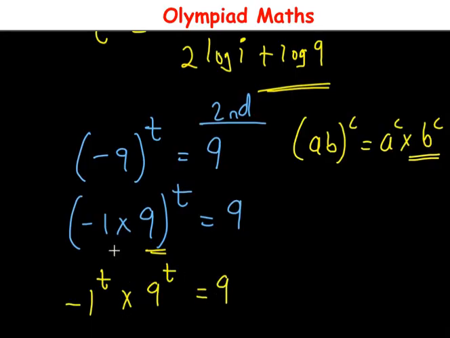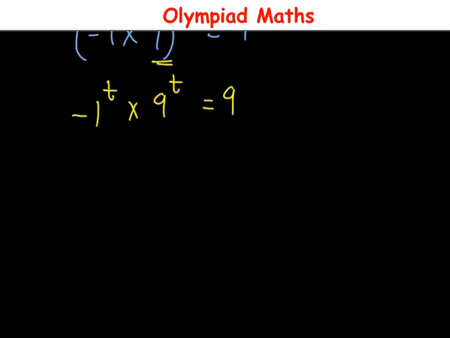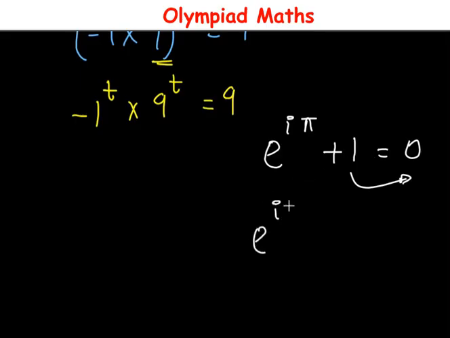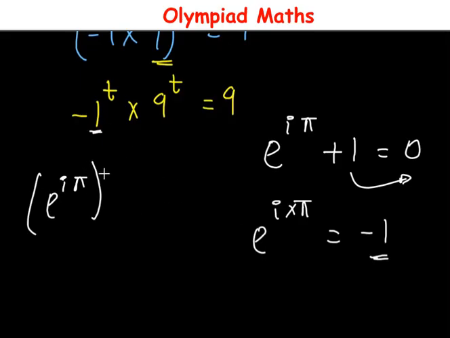Then we are going to apply this function: e raised to power i times pi plus 1 is equal to 0. From here, move plus 1 over to this side, this becomes e raised to power i pi is equal to -1. Now we can replace -1 with e raised to power i pi. So right here, this becomes (e raised to power i pi) all raised to power t times 9 raised to power t is equal to 9.